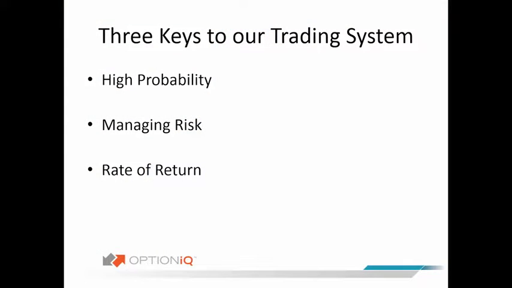To get in and explain that, what I want to talk about are the 3 keys to our trading system. Okay? So the 3 keys, or what we believe to be important to be able to help you trade with this systematic approach, is number 1, high probabilities, number 2, managing risk, and number 3, rate of return. So these are the 3 keys. So let's go in and talk about each one of these key points in more detail.